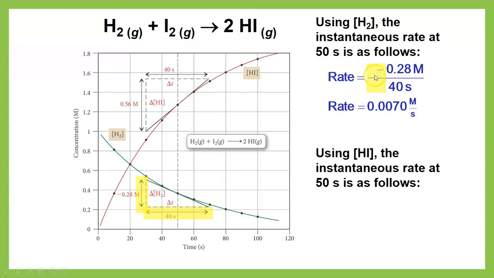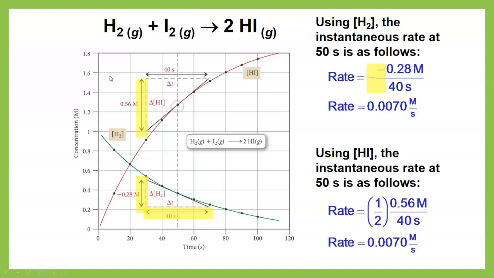Oh, and you should notice here that we had a double negative that canceled out. So the rate of the reaction is 0.0070 molarity per second. If I draw my tangent line at 50 seconds for the product, I'm going to have the change in concentration over the change in time divided by my coefficient. And what do you notice? You get the exact same answer, don't you?